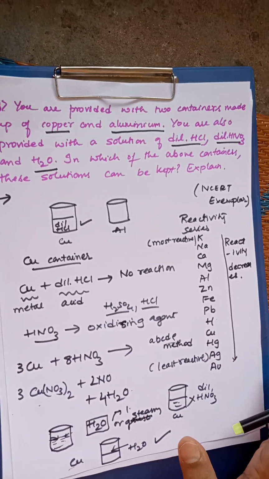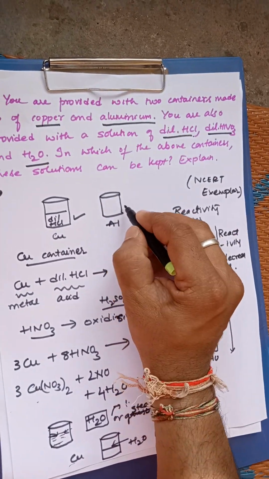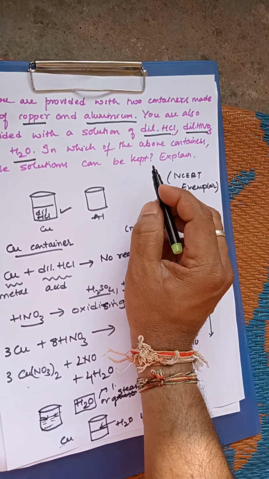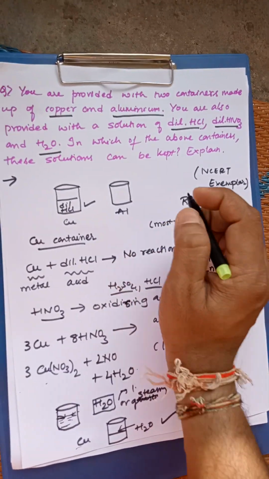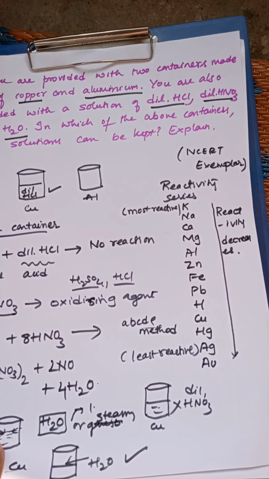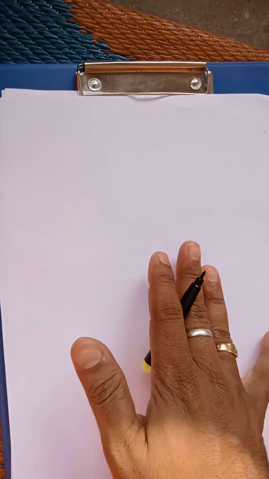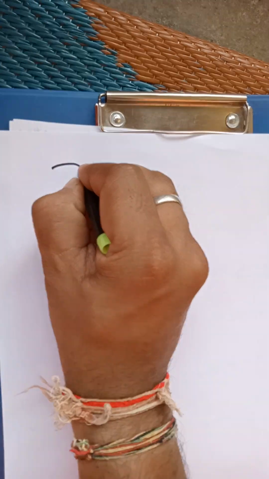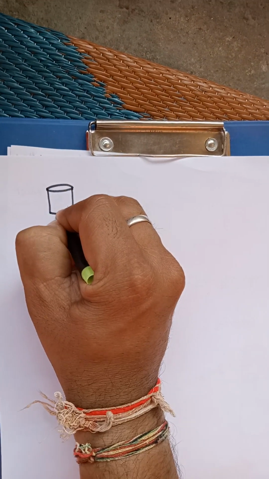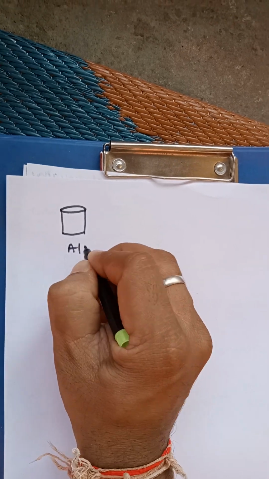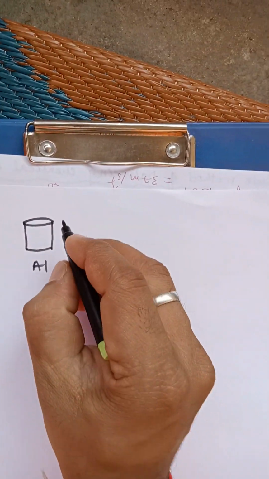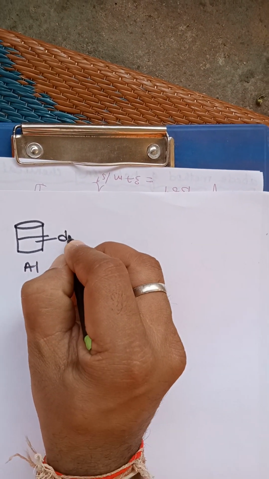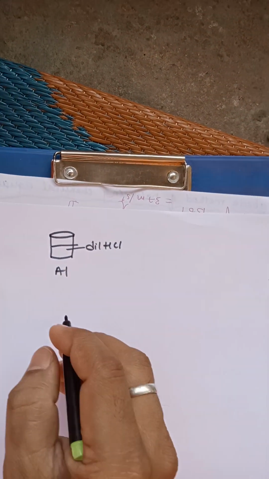Now there is one more container, that is the container which is made up of aluminium. We'll have to check whether these three substances can be safely stored in aluminium or not. So let's see that. Now, in the second case, we are taking the aluminium container, and now we'll check whether we can store these solutions or not. Can we store dilute HCl in an aluminium container?